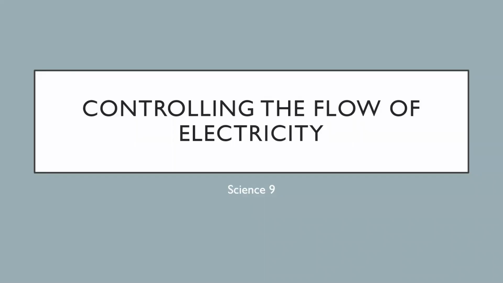Okay, so we're going to continue looking at how current electricity behaves. We're going to look more at electrical circuits that would occur in a home setting, for instance, or at least in a more practical use. So it's all about controlling the flow of electricity today.